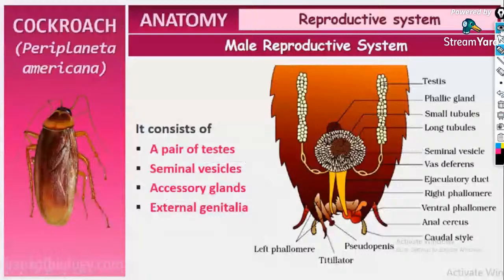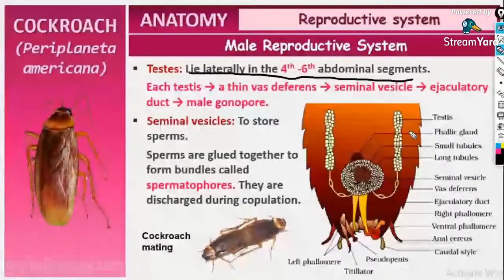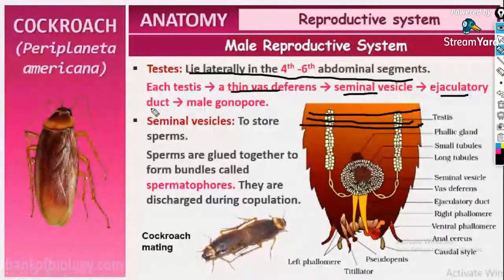Let's learn them in detail. Where does the testis lie? The testes lie laterally in the fourth to sixth abdominal segments. The segments are not shown here. Each testis leads to a thin vas deferens, then to a seminal vesicle, which leads to the ejaculatory duct and male gonopore. Seminal vesicles serve the purpose of storing the sperms.